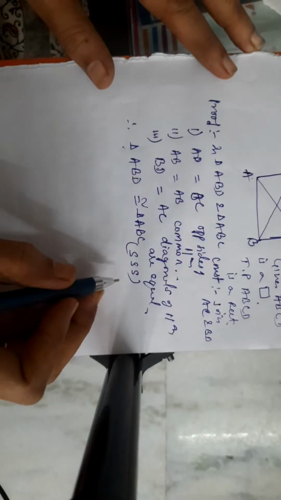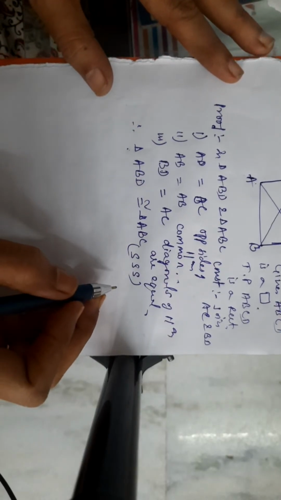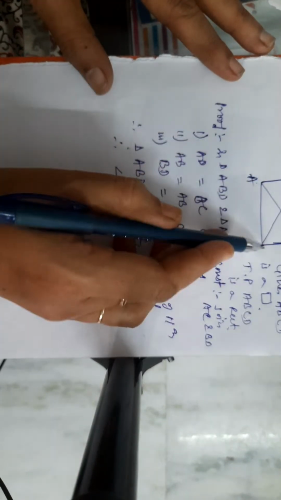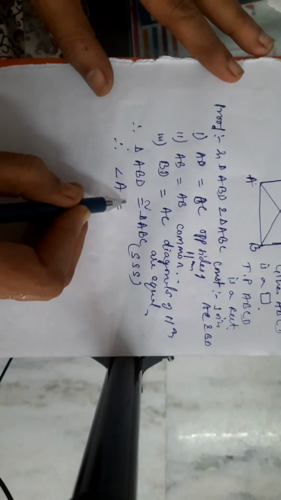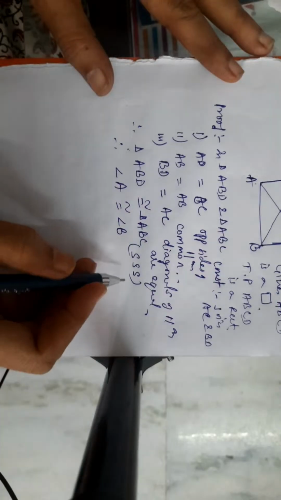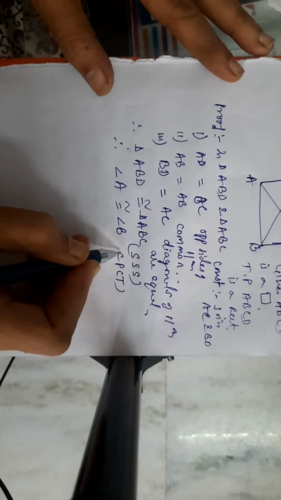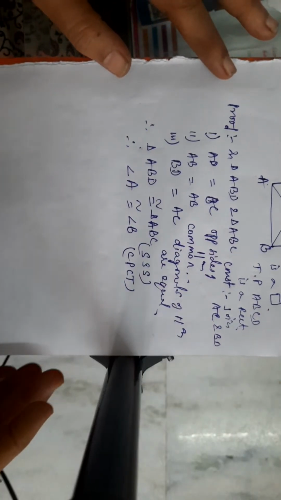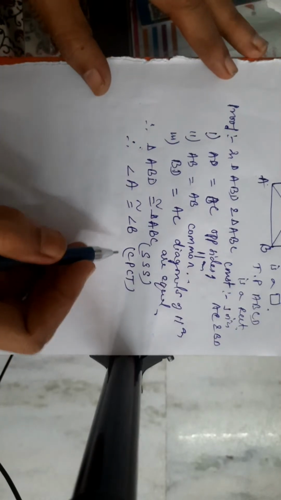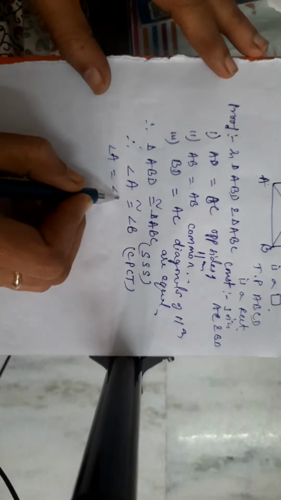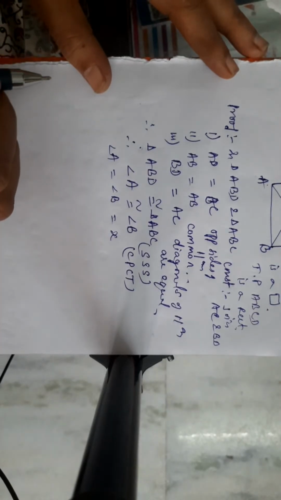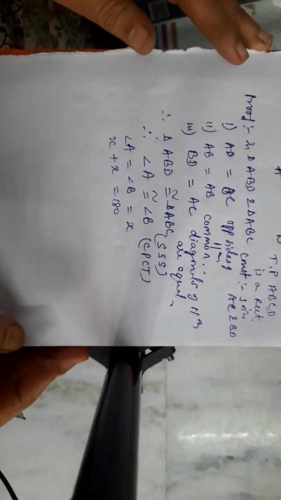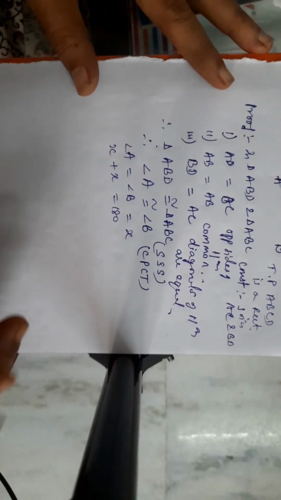Once the triangles are congruent, their corresponding parts will be equal. Therefore, angle A is congruent to angle B. This we got by CPCT. Once we make the triangles congruent, we can make the angles equal. So angle A and B are equal by CPCT. Let's consider that to be X. Angle A equal to angle B is equal to X. Moreover, if we add them, X plus X is 180. The reason will be that adjacent angles of a quadrilateral are supplementary.